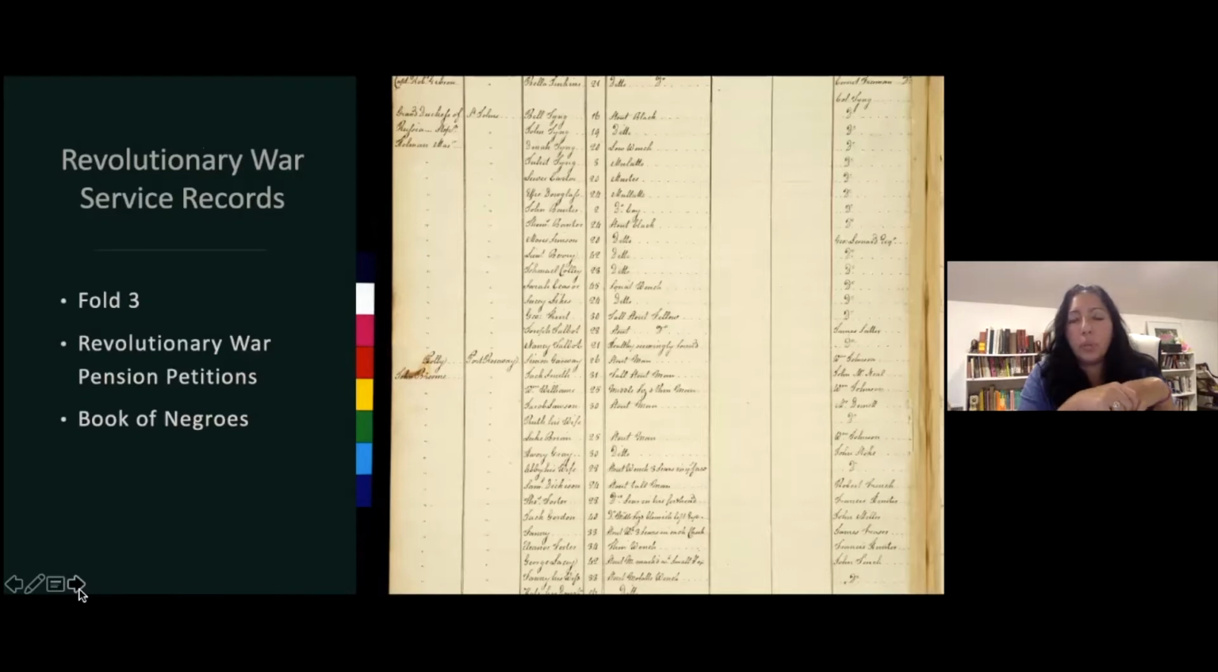Revolutionary War service records were extremely useful to us because we were able to find individuals who related back to people that we knew in Westport were known slaveholders. So this is a page from a ledger called the Book of Negroes. It's at the Nova Scotia archives in Canada. And this was essentially a book of people who were loyalists. They fought on the side of the British, and they departed with the British from the evacuation of New York after the Revolutionary War and went to Nova Scotia.